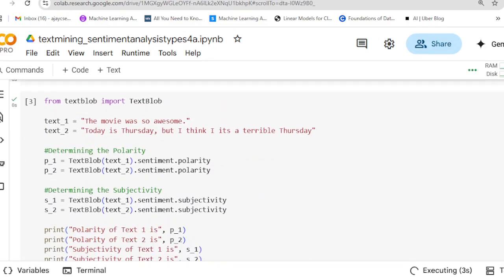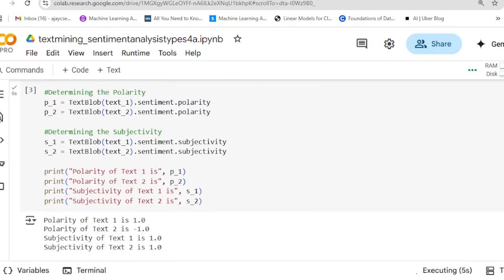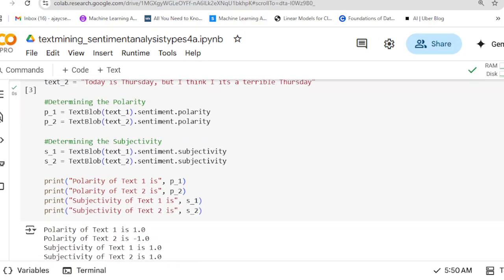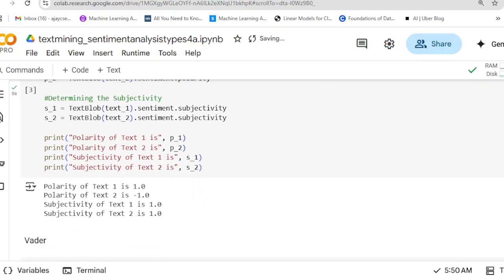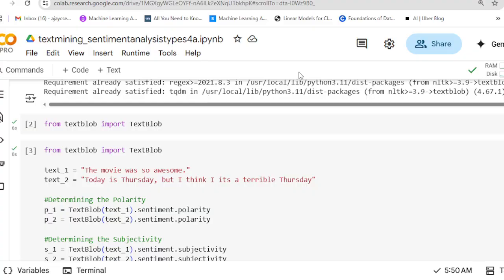So, the movie was awesome. Today is Thursday, but I think it's a terrible Thursday. Now there are two sentences. So here the first one is positive, the second one is negative, and regarding subjectivity, both are subjective.